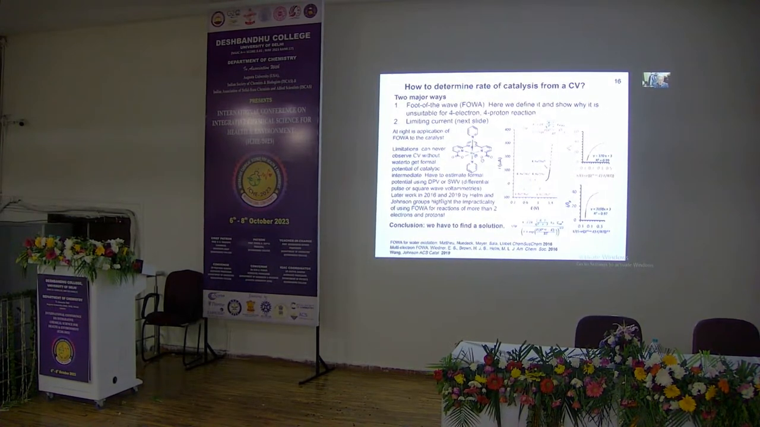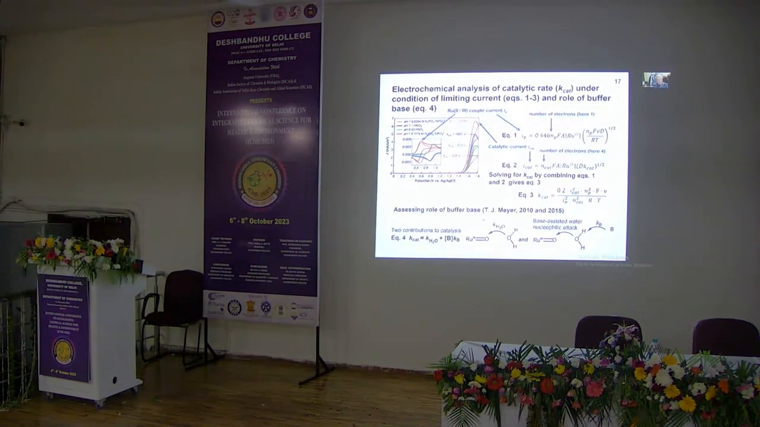Later theoretical work showed the impracticality of using such a foot of the wave with multi-proton electron reactions. So we have to find a solution. Onto the solution, I'm going to speed over this. This is the 2-3 couple and the current. This is the catalytic current, the number of electrons for the couple, and the number of electrons for the catalysis. And you can use these two equations.